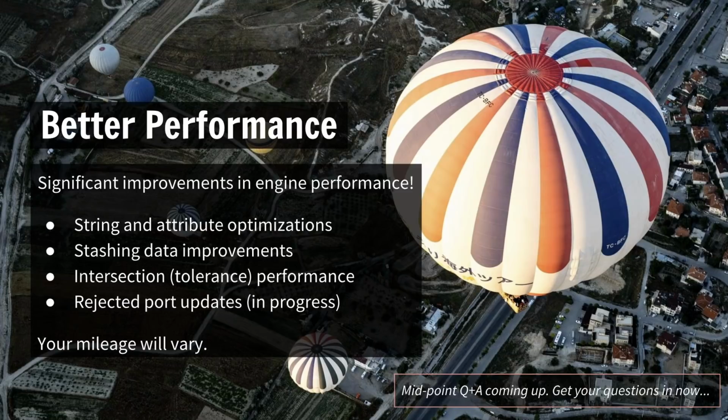We've optimized string handling and attribute handling and things like that. The intersection tolerance, well, that's improved. We just mentioned that. And rejected ports, we're working through those right now to improve the speed whenever a transformer has a rejected port. It says there your mileage will vary, which is true. I've got a demo to show that, but because of the time issue, I'm going to leave that till the end of the presentation.